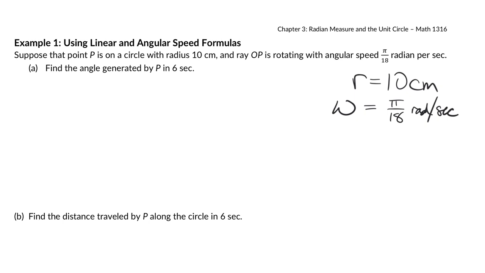For this particular problem, we have that time is equal to 6 seconds. So we're going to have to do the following. We know that the three letters we are given, r, t, and omega, are related by the following equation: omega is equal to theta over t. Because remember, it asks me to find the angle, which means I'm looking to solve this equation for theta.